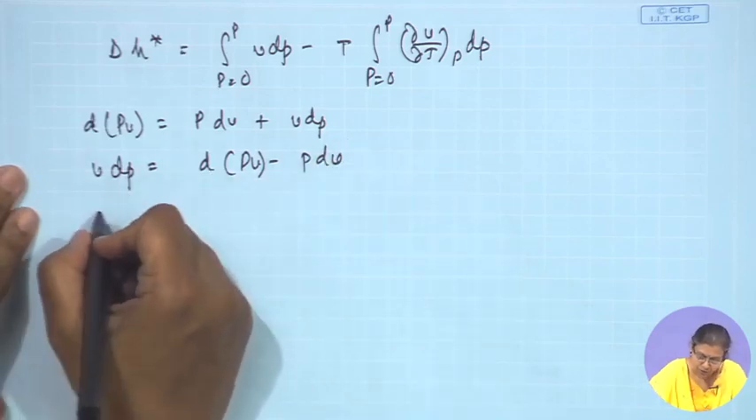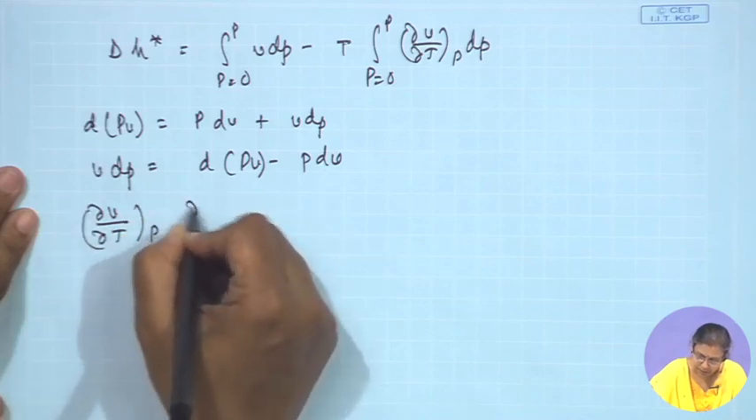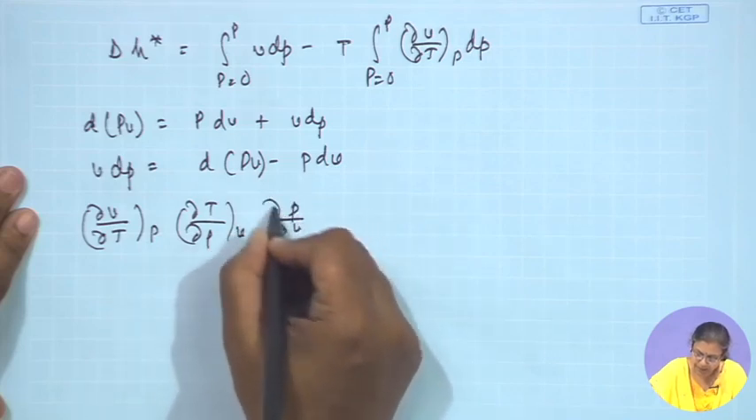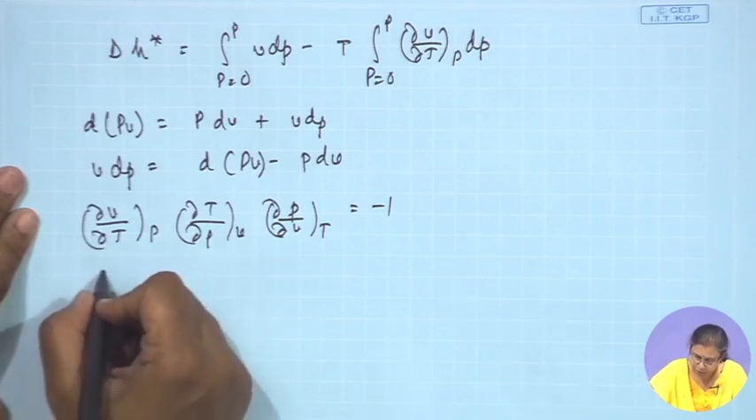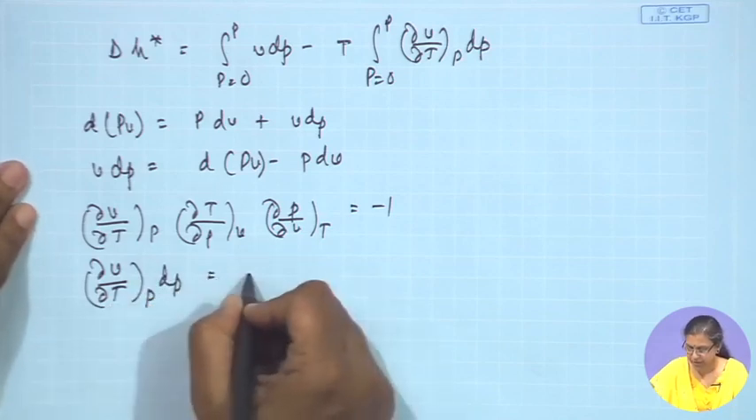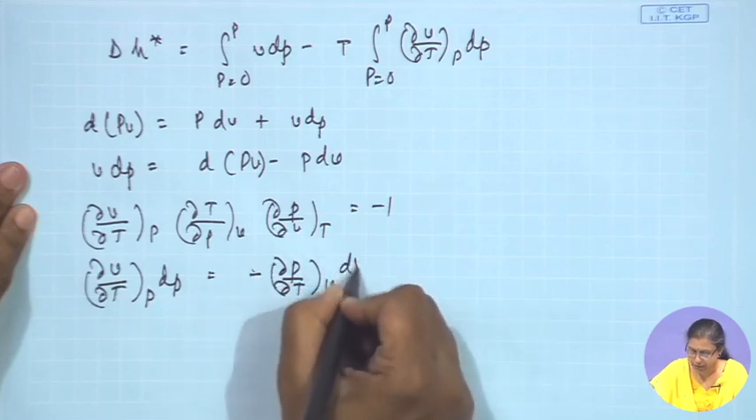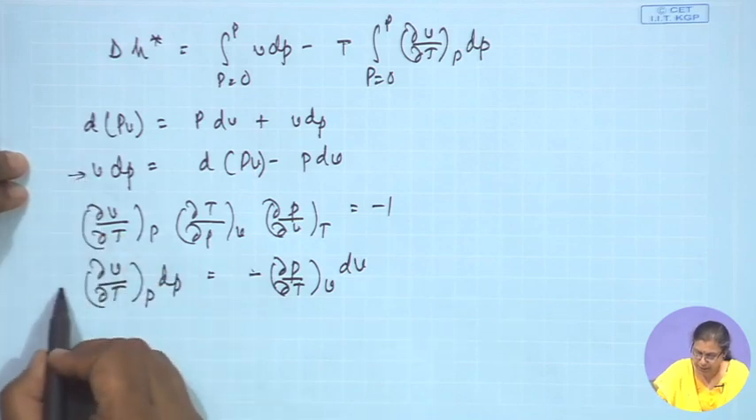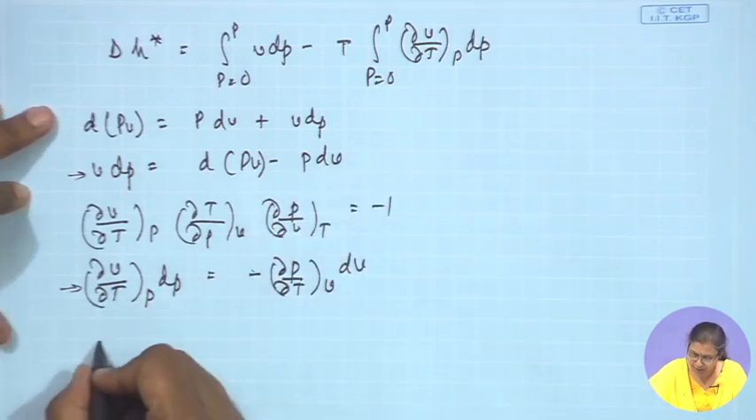Agreed. Now we also know from the cyclic rule that (del V/del T) at constant P, (del T/del P) at constant V, (del P/del V) at constant T is equal to minus 1. So we can express (del V/del T) at constant P dP as minus (del P/del T) at constant V dV. So we can substitute this expression and this expression in the expression of delta H star.